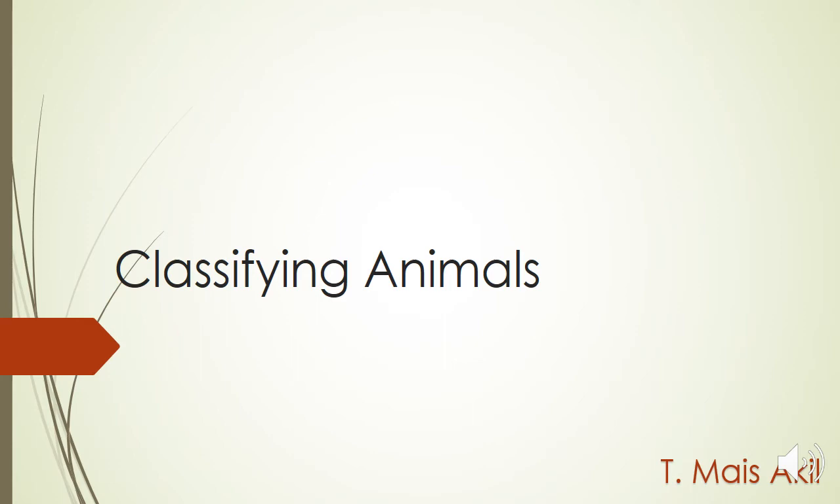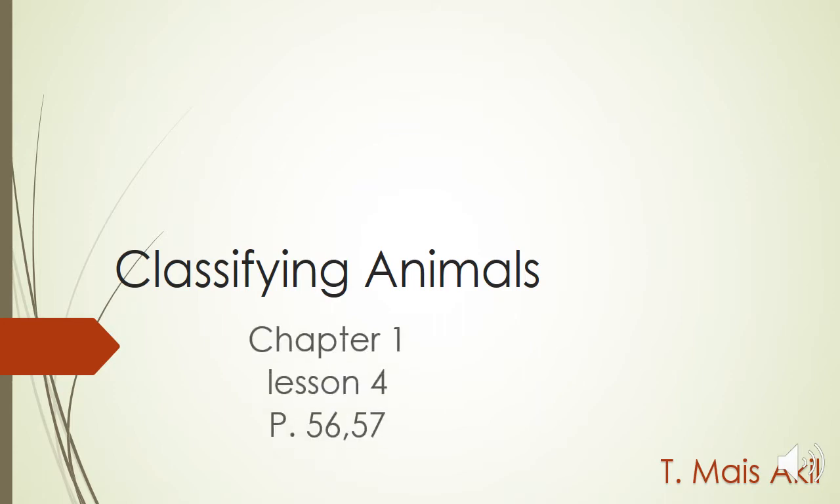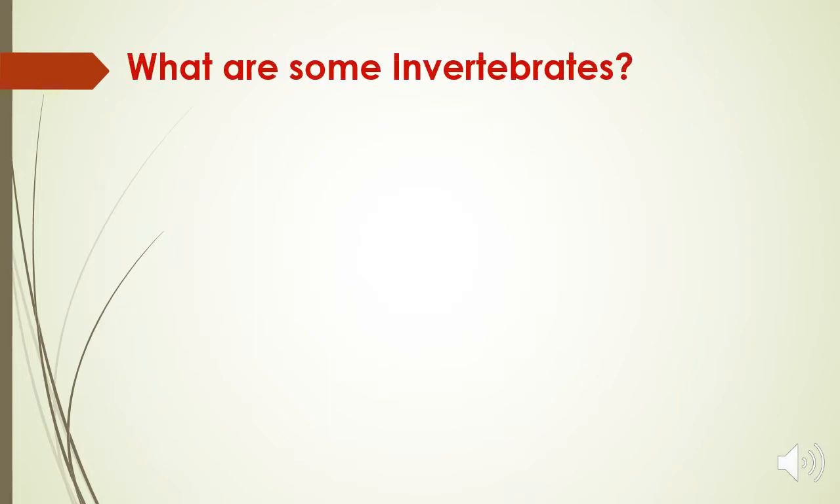Hello, dear students. Today we are going to complete our lesson about classifying animals, Chapter 1, Lesson 4, pages 56 and 57. In this lesson, we classified animals into two groups, vertebrates and invertebrates. Today we are going to talk about the invertebrates.